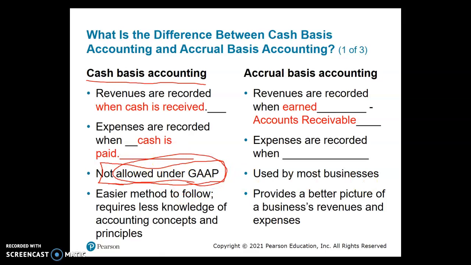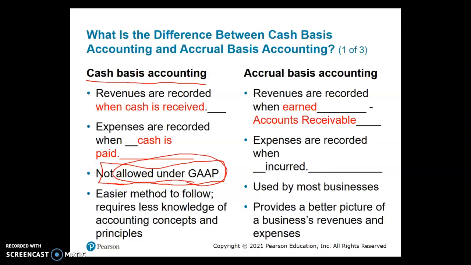Under the accrual basis of accounting, expenses are recorded when incurred. So no matter if we have paid for an expense or not, if we've incurred an expense during that time period, we are to record that expense. The accrual basis of accounting is used by most businesses. It provides a better picture of the business's revenues and expenses. So let's put some numbers to it as a good illustration of the difference between cash and accrual basis of accounting.